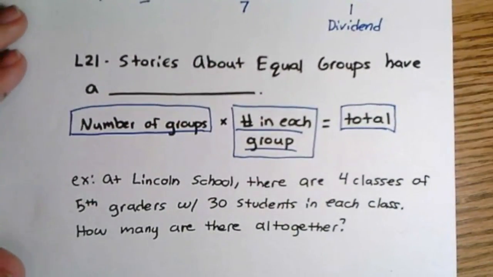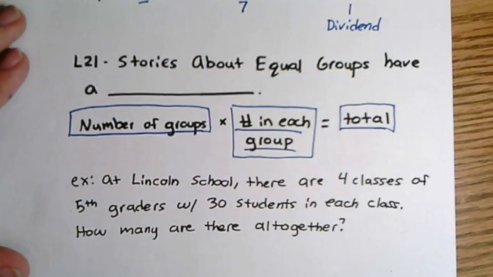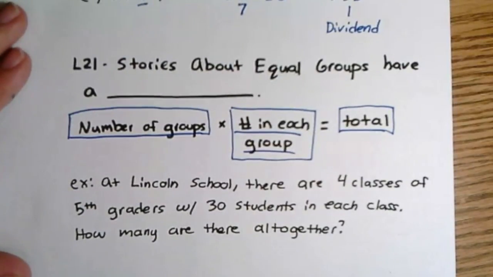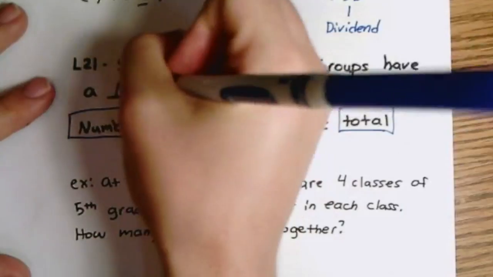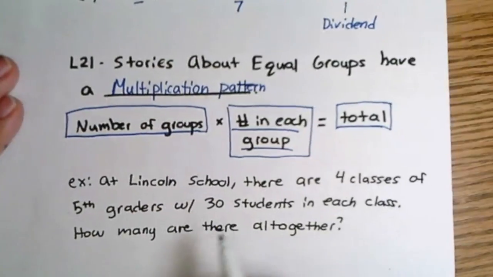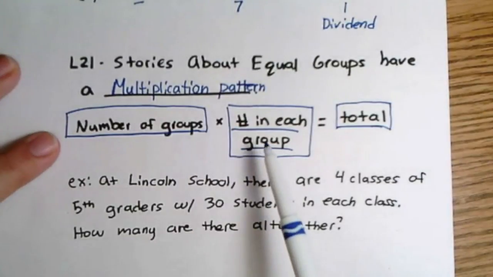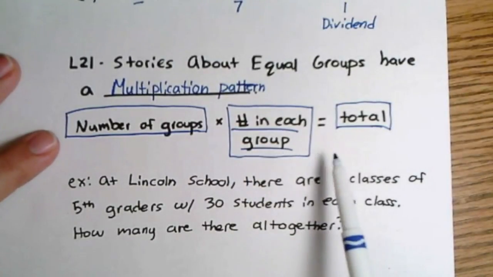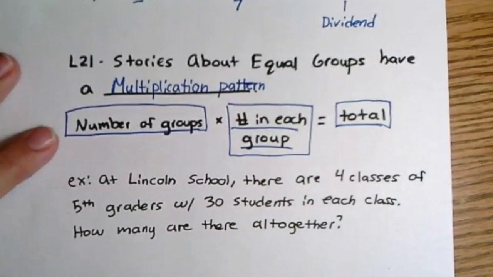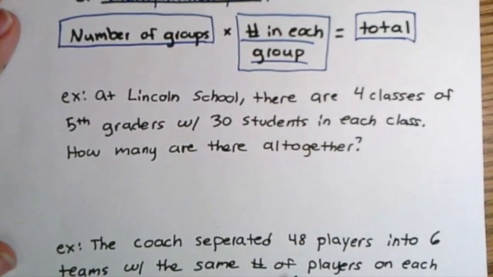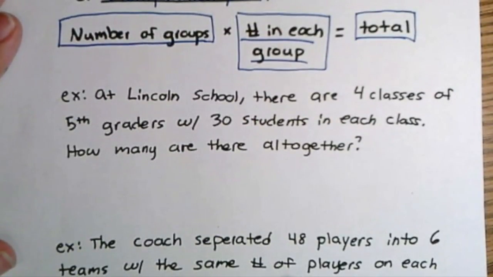All right, lesson 21. Stories about equal groups have a multiplication pattern. So we have a number of groups, and we're going to multiply that by the number in each group to get our total. Let's look at an example. At Lincoln School, there are 4 classes of 5th graders with 30 students in each class. How many are there altogether?